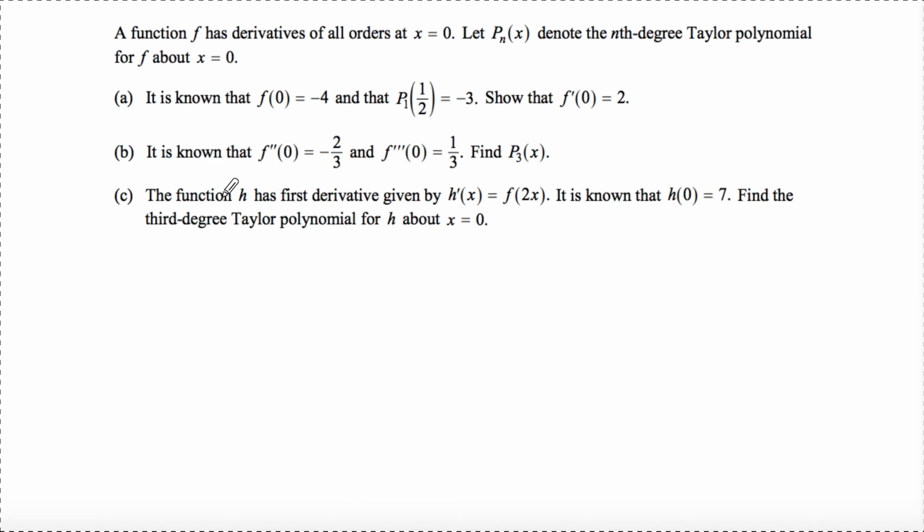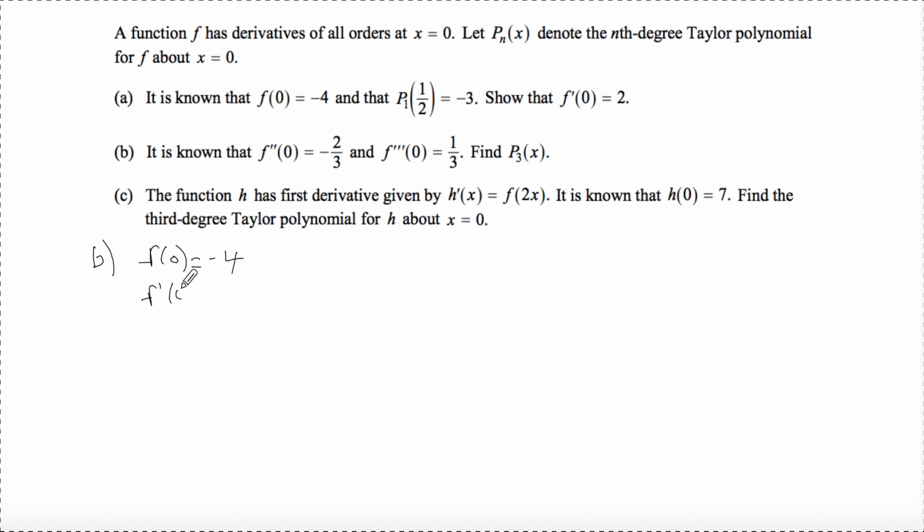All right. It is known that f double prime of 0 is negative 2/3, and f triple prime of 0 is 1/3. Okay, so now I actually have a fair amount of information for writing polynomials. I know f of 0 is negative 4. I haven't even read the question yet. I just write down what I know.